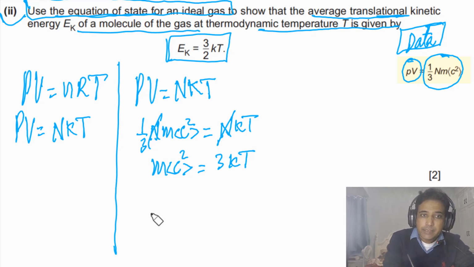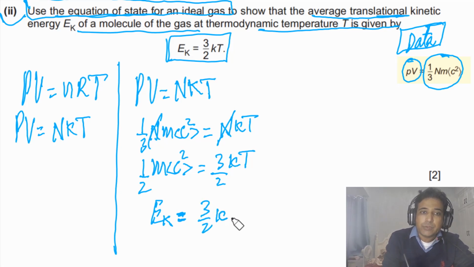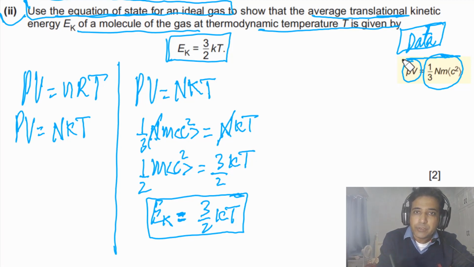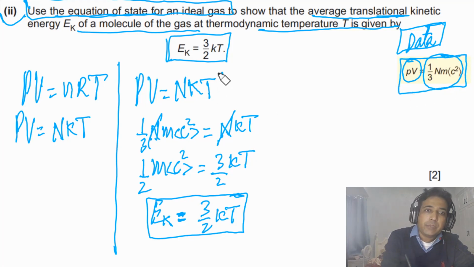This has to be kinetic energy, so we can divide both sides by 2. So this one is the average kinetic energy of a molecule, and this is equal to 3 by 2 k times T. This is what we need to prove. Very common question and also very straightforward one. If you understand that PV is equal to this and PV is equal to NkT.